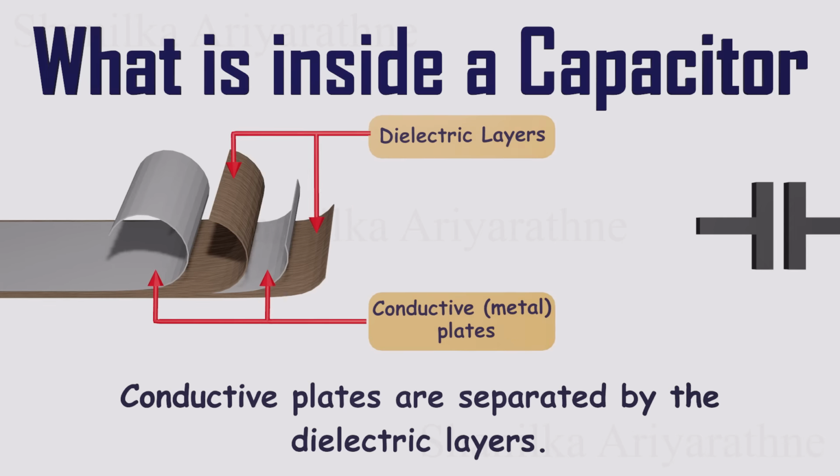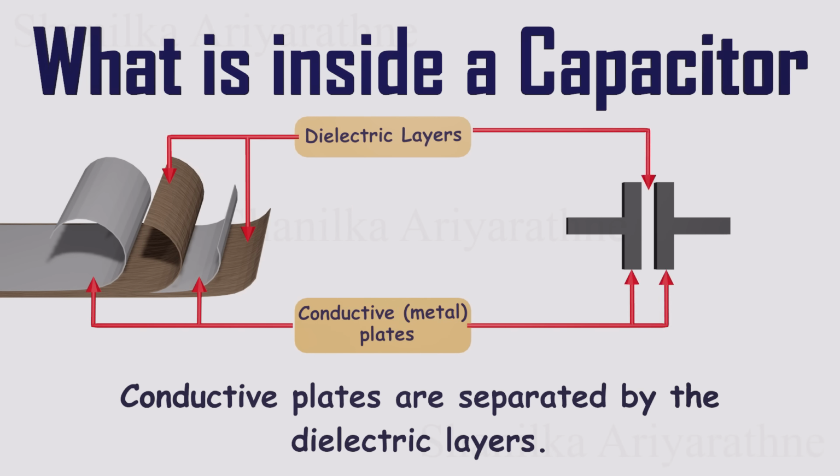The symbol representing a capacitor precisely illustrates this arrangement. Two parallel lines within the symbol represent the conductive plates, and the space between them signifies that the plates are separated by a dielectric layer.